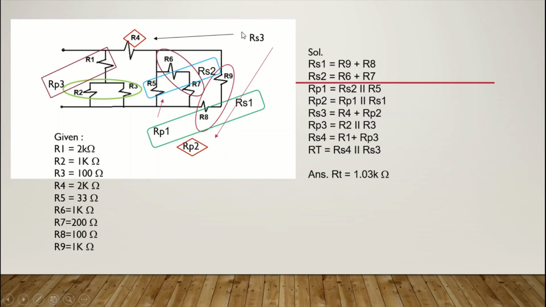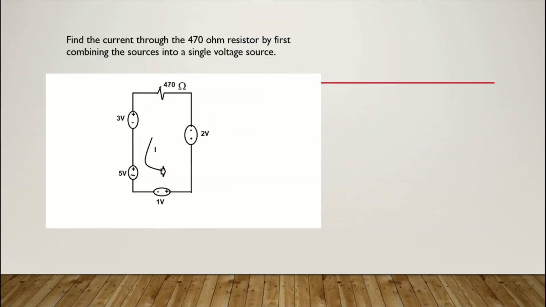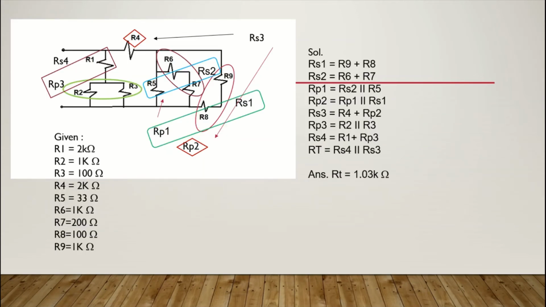After mo na series, i-combine mo na yung itong RS3. RS3, di ba dito yan? Imagine mo na wala na yan lahat. Isang resistance na lang. So, dalawang resistance na lang. RP3, isa dito, at saka isa dito. Parang simple circuit. What's the connection? It is in parallel. So, the last solving for the total resistance is in parallel. So, RS4 parallel RS3. Answer should be 1.03 kilo ohms.